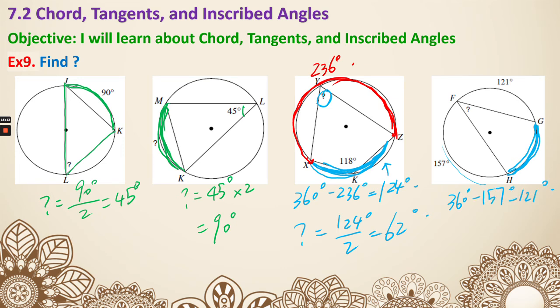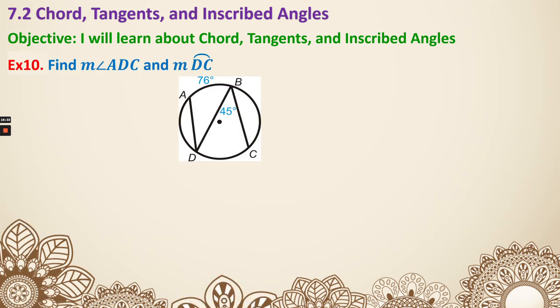We just need to get rid of the other two arcs to actually find out what this arc is going to be, and it's going to be 82 degrees. And since the question mark is actually facing this arc, that's going to be half of it. So 82 degrees divided by 2, that's 41 degrees. That's example 9. Next, example 10 is not exactly solvable, so we're going to skip it.